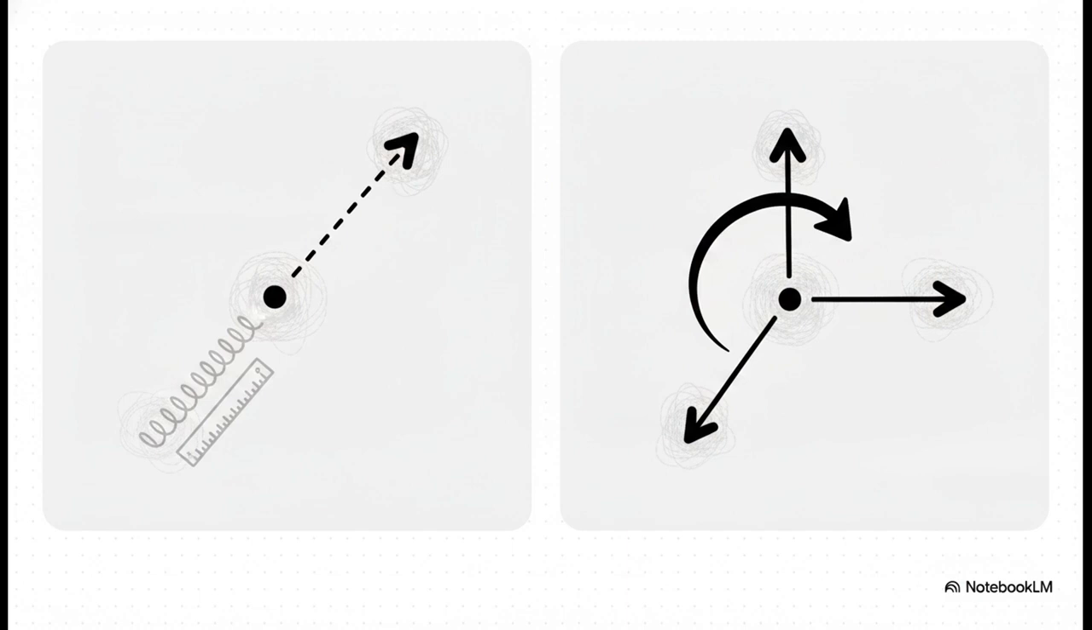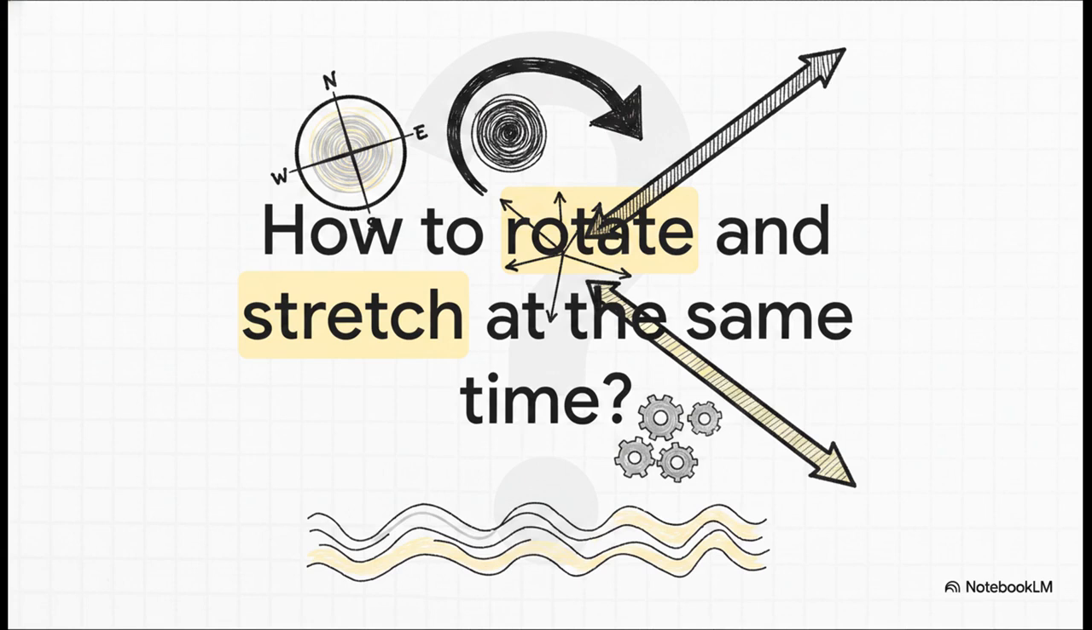On the flip side, multiplying by e to the power of i alpha acts literally like a steering wheel. It doesn't stretch or shrink the vector at all. It just rotates it counterclockwise by that specific angle, alpha. But all this begs a pretty fascinating question. What actually happens when we want to rotate and stretch a vector at the very same time? How in the world does the algebra handle both of those transformations at once?